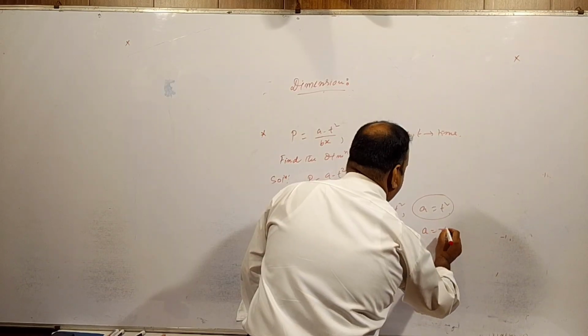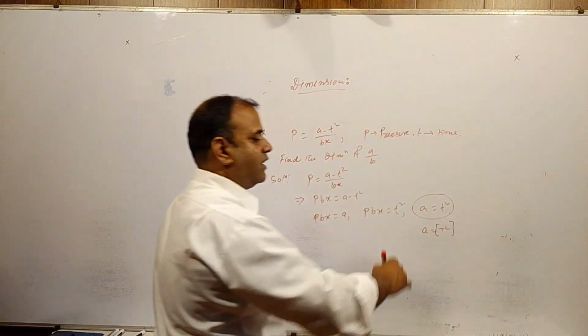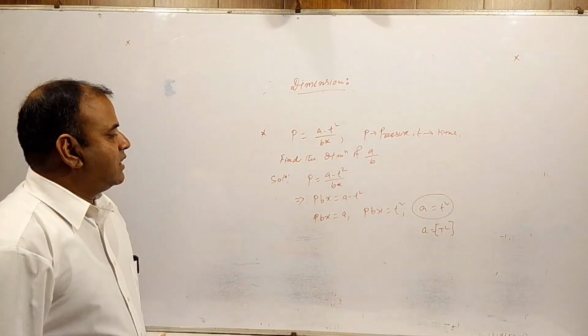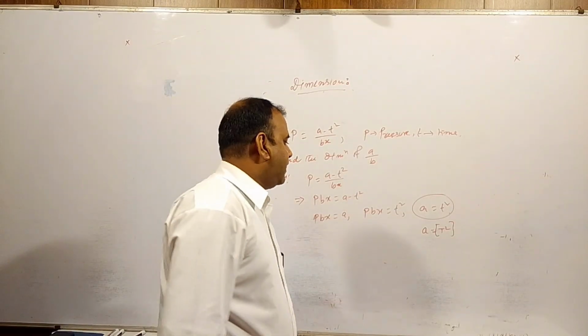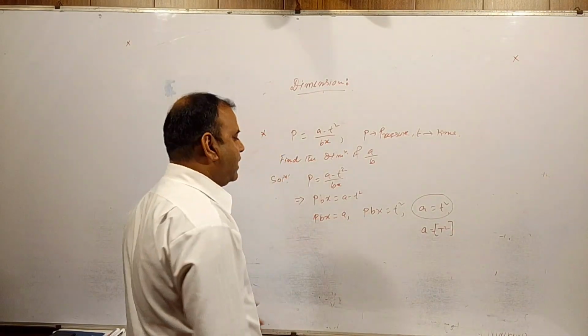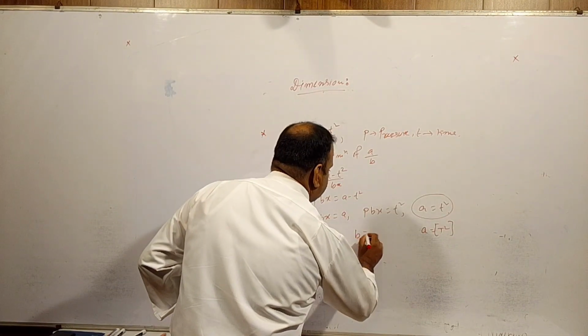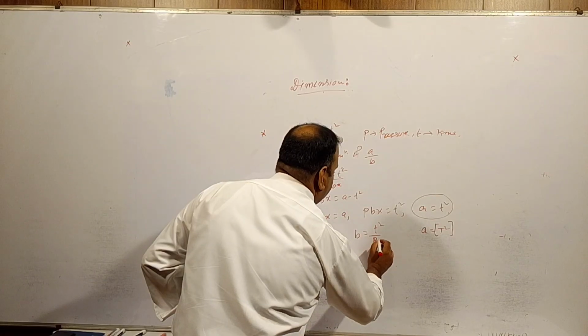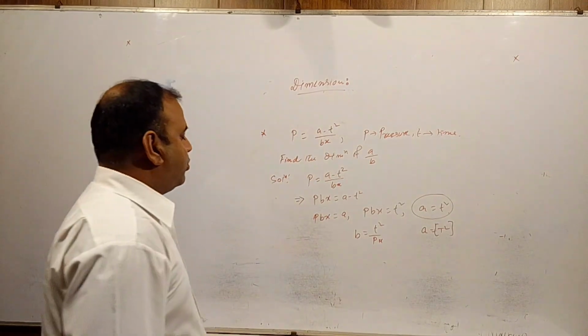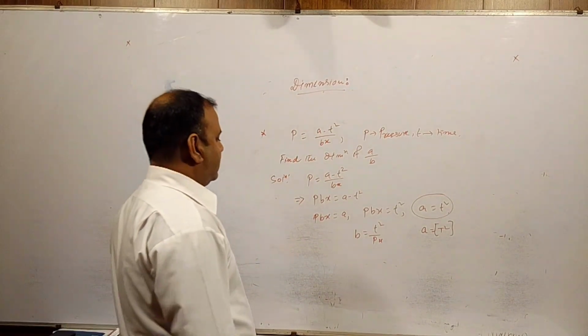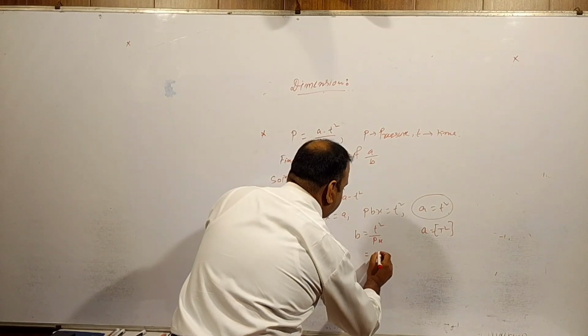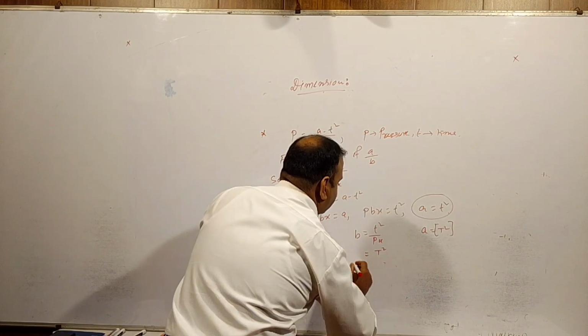So A is equal to T square. This is the dimension of A. Now what is the dimension of B? B is equal to T square divided by Px. Remember, P means pressure, so we can write the dimension here.